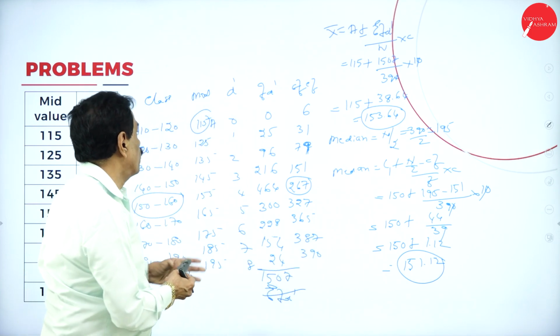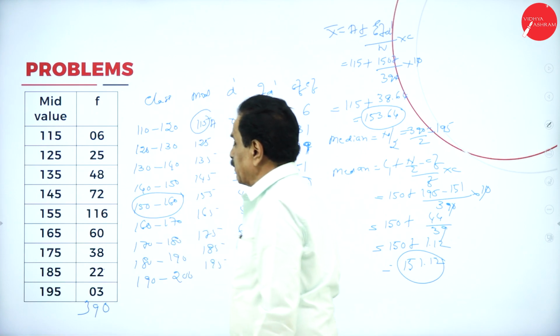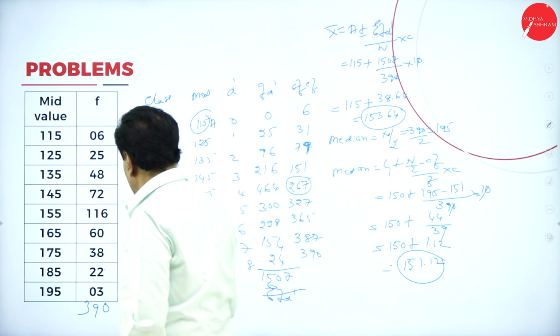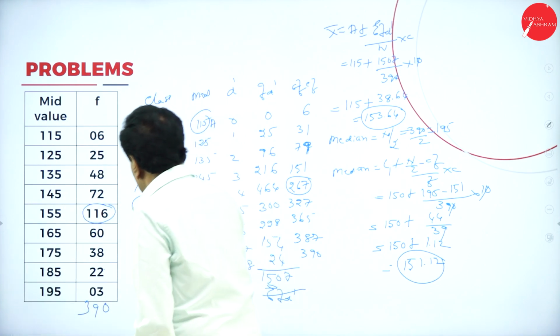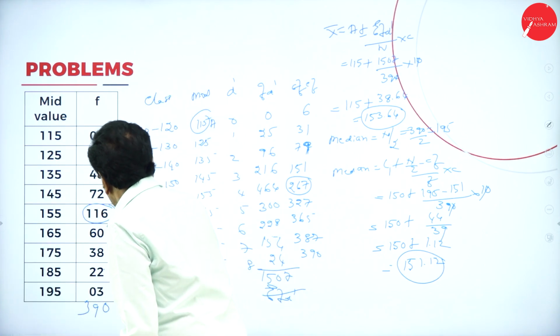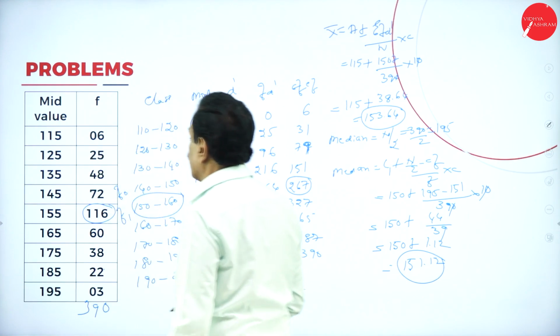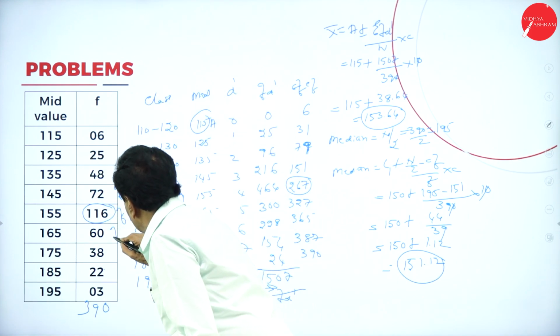Then we'll go to mode. Mode lies in the highest frequency. Which is your highest frequency? 116. This becomes the F1. 72 becomes the F0. 60 becomes the F2.